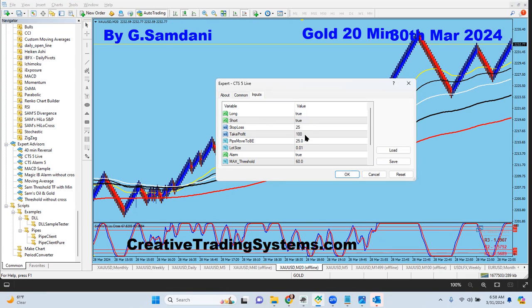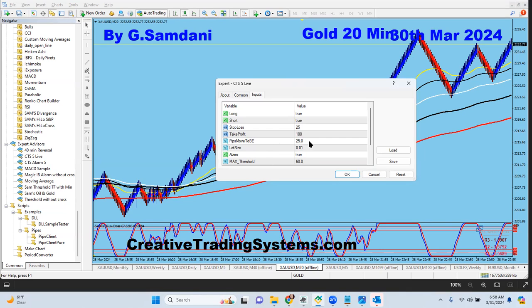If it goes my way, pips to move to break even, you can select it, but I keep it 25, sometimes 30, depending on the daily range of the pair. And when the price moves in my direction, positive, at 25, 30 pip, the SL comes and sits at break even, right? Now you can select lot size from either micro to standard, doesn't matter, it's up to you, right?